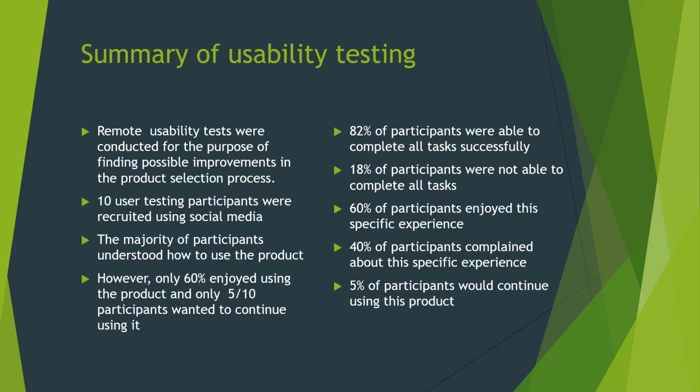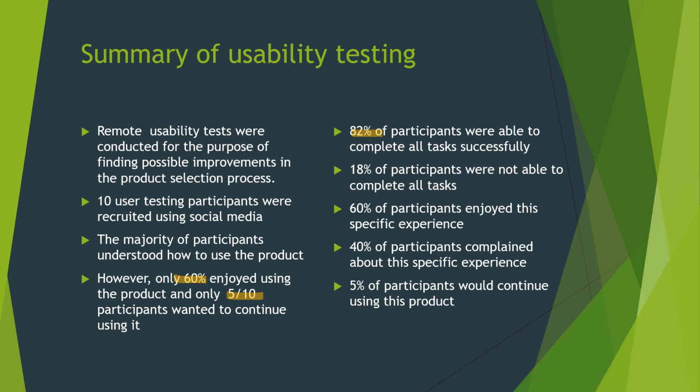So now when we're actually summarizing our usability testing, we make certain statements based on the qualitative and the quantitative information that we gathered. Here are some examples of statements that could be included in a summary for usability testing. Remote usability testing was conducted for the purpose of finding possible improvements. 10 user testing participants were recruited. So we're stating how many people we've tested. The majority of the participants understood how to use the product. Here we've got some quantitative information: 60% enjoyed using the product and only 5 out of 10 wanted to continue using it.